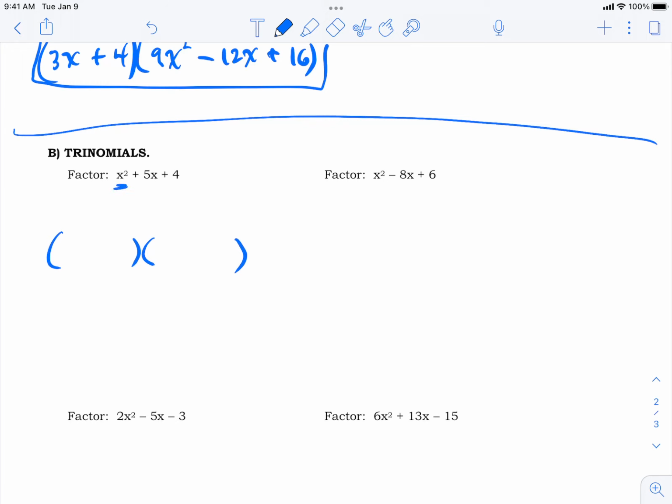So how are you going to get an x squared? You're going to get an x squared when you do this part. The x times the x is how you get an x squared. So that part is kind of the fun part.